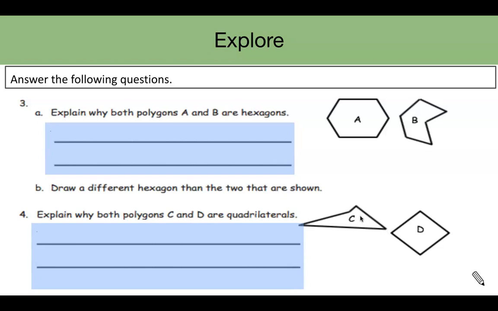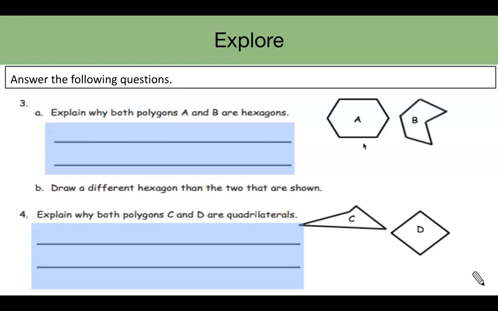You can have your students explore more by showing some of these questions, explaining why both polygons A and B are hexagons, expecting your students to be mentioning the number of sides, the number of angles, maybe even drawing the angle measurement symbol, and draw a different hexagon. Our students with disabilities always learn so much when they're actually hands-on building something, and you can have them draw something there.